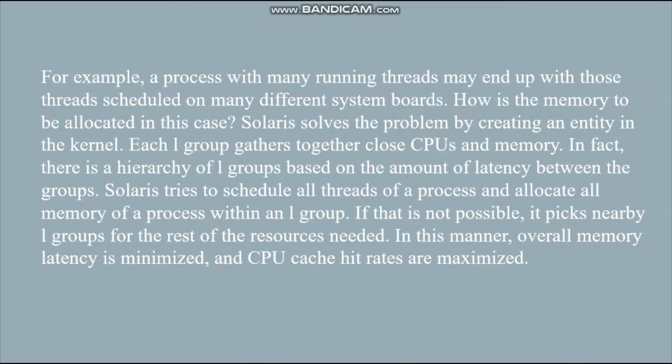Solaris solves the problem by creating an lgroup entity in the kernel. Each lgroup gathers together close CPUs and memory. In fact, there is a hierarchy of lgroups based on the amount of latency between the groups. Solaris tries to schedule all threads of a process and allocate all memory of a process within one lgroup. If that is not possible, it picks nearby lgroups for the rest of the resources needed. In this manner, overall memory latency is minimized and CPU cache hit rates are maximized.